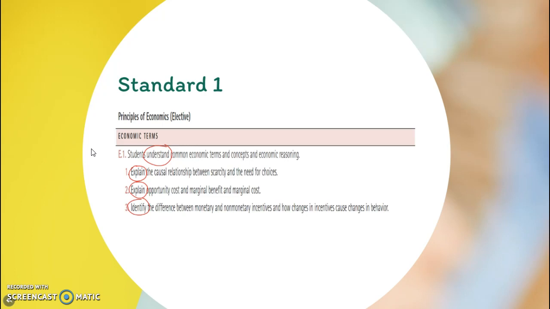So that gets across the message that opportunity cost is what you have to give up if you want to get something else.